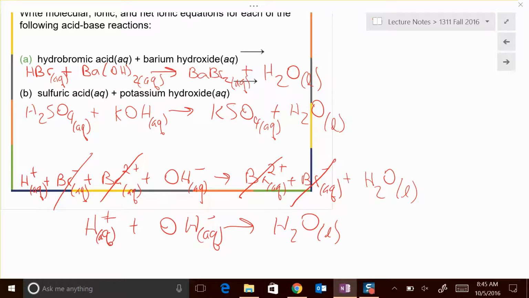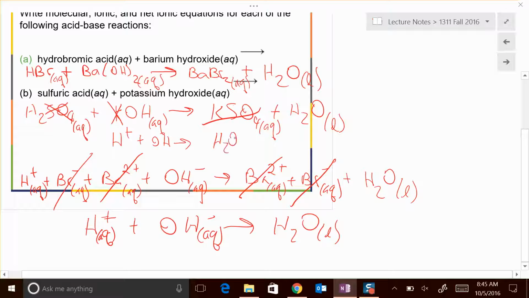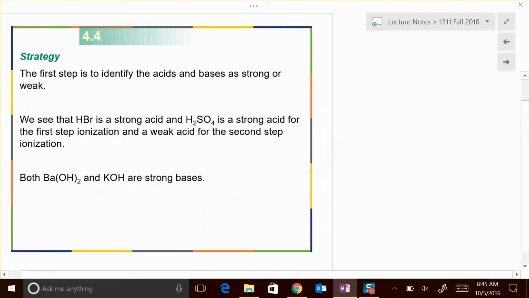Okay, the same thing is going to be true for this one. I can see potassium and sulfate are my spectator ions, right? So those are my spectators, potassium and sulfate, and I'm left with H plus, OH minus, to produce H2O liquid. Okay, so that's going to be my net ionic equation.